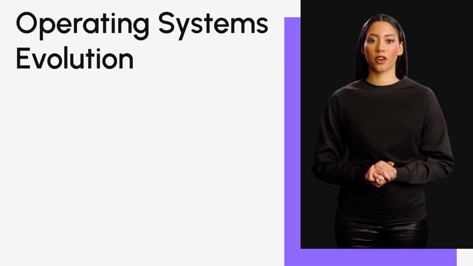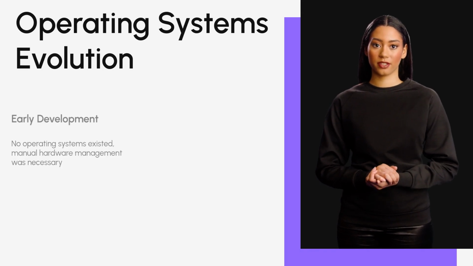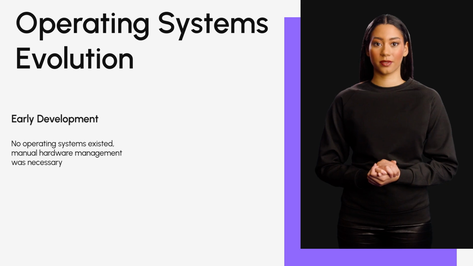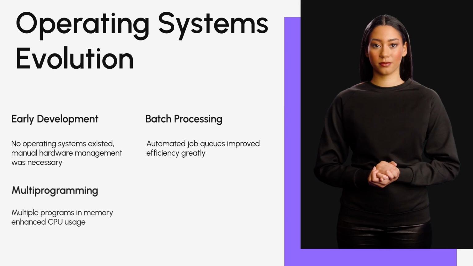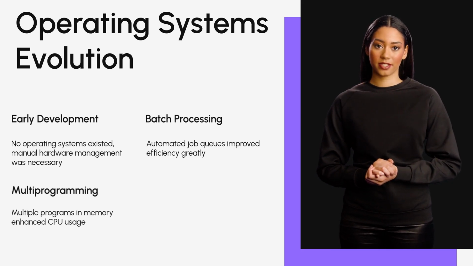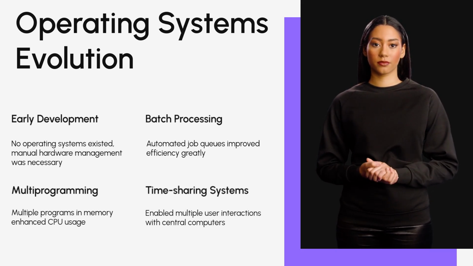Operating systems have evolved significantly since the 1940s. Initially, there were no operating systems, and users manually managed hardware. Batch processing systems improved efficiency by automating job queues. Multiprogramming allowed multiple programs in memory, enhancing CPU utilization. Time-sharing systems enabled multiple user interactions with central computers.